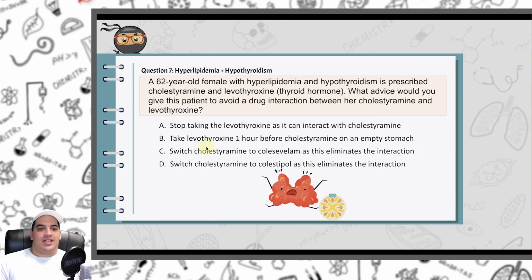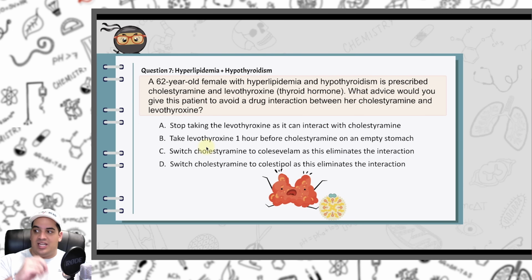Okay, next one. A 62-year-old female with hyperlipidemia and hypothyroidism is prescribed cholestyramine and levothyroxine. What advice would you give her to avoid the drug interaction between these two? Well, remember, cholestyramine can bind drugs. The two most common ones are digoxin and warfarin, and then the third one would be levothyroxine.